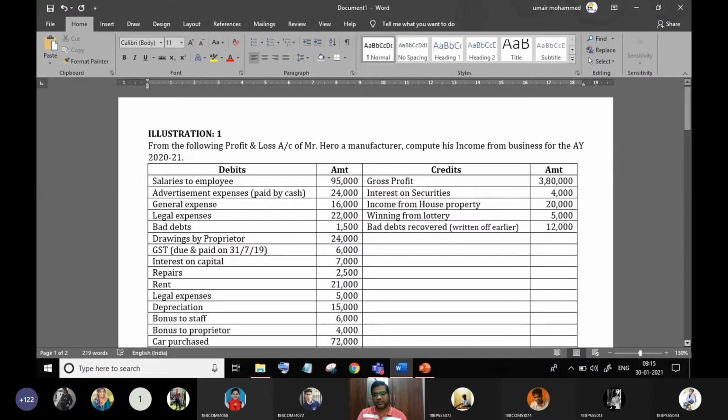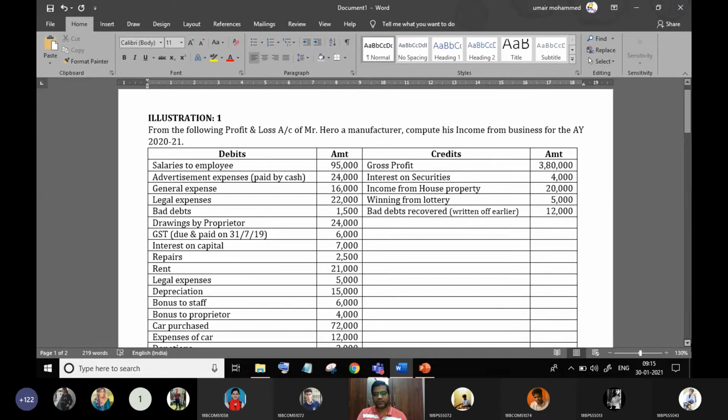So this is the first question, and I mentioned to you that most of the time you'll be given a profit and loss account as a question. So this is our profit and loss account. You're familiar with this. This is a nominal account. So when we say nominal account, debit all expenses and losses, credit all incomes and gains. So that's the rule of nominal account.